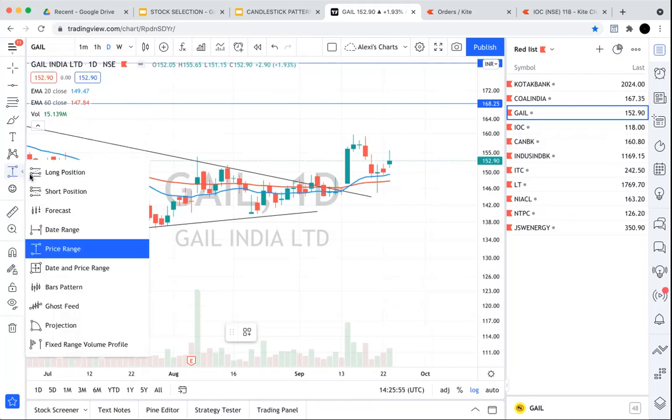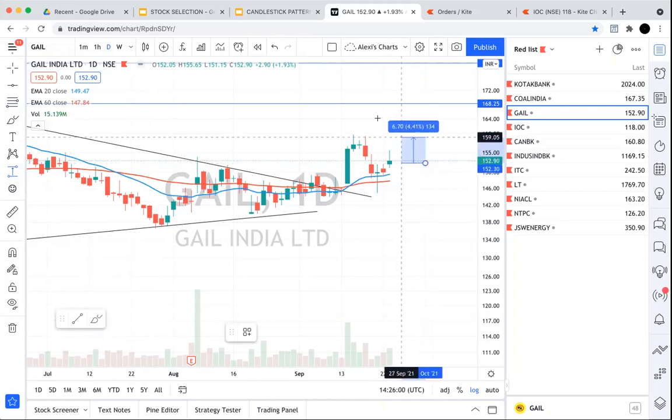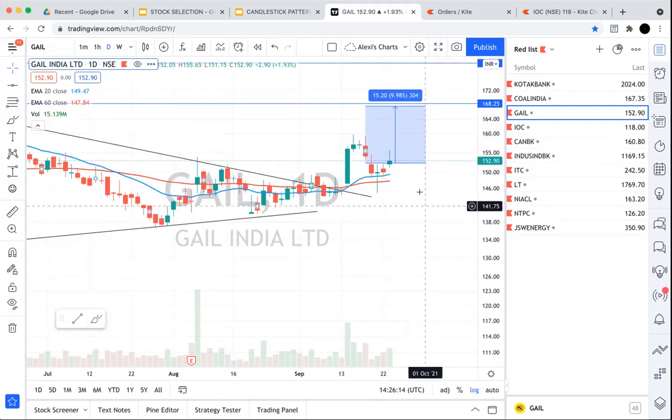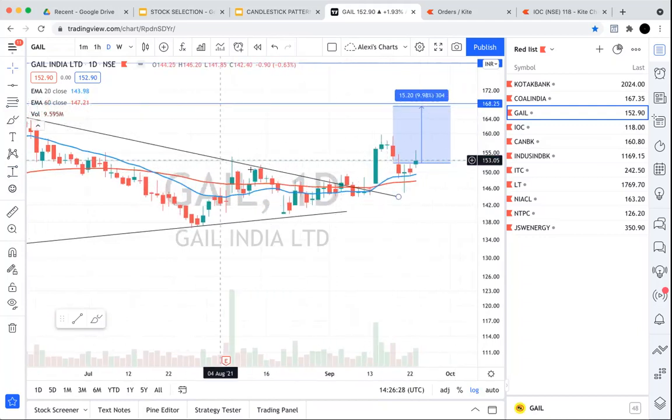Let's take a look at that price range and see. Suppose you were to enter here and go up to that resistance, that would be almost 10%, 9.98. See, that's almost 10% right there. So by drawing this triangle pattern, if I didn't draw that, I would be waiting for this resistance level. Instead, I drew the triangle pattern and I was able to take advantage of this kind of movement, which is almost 10%.